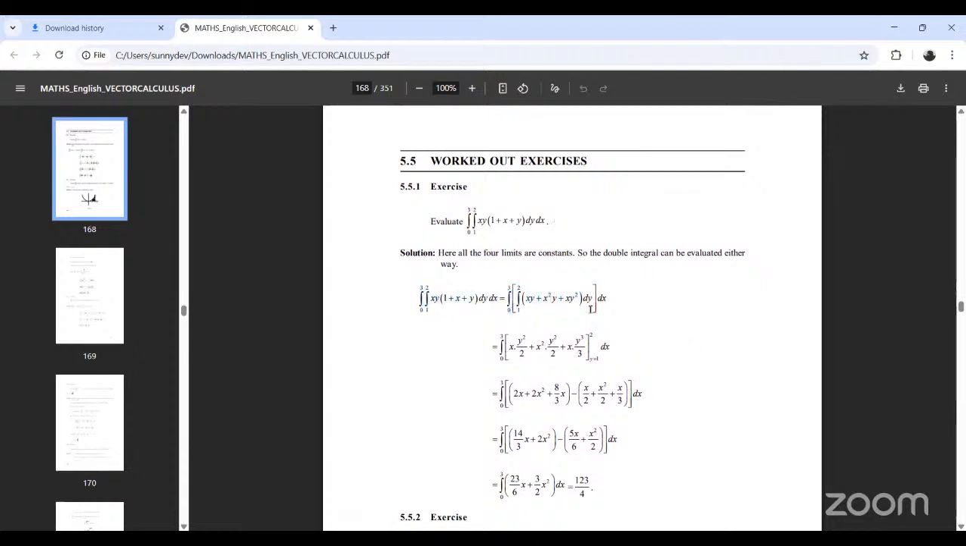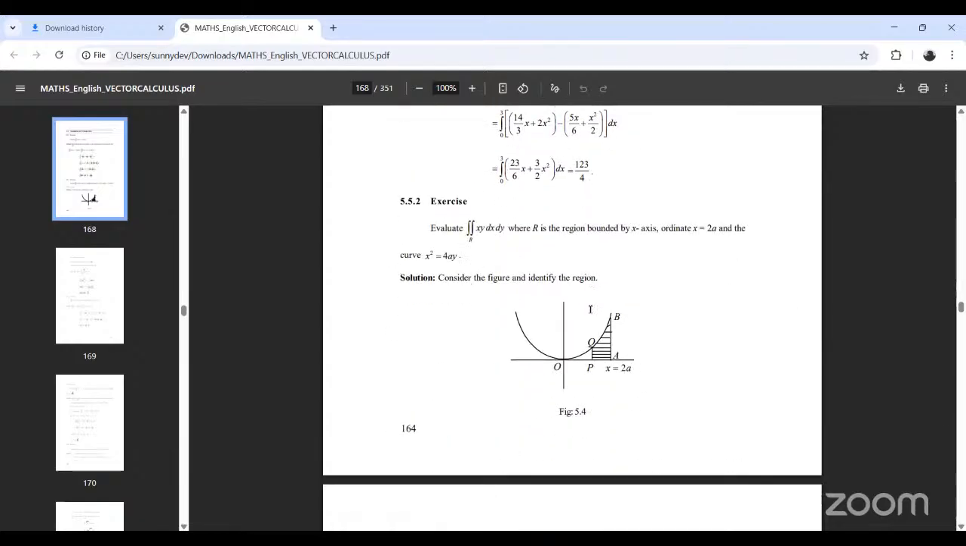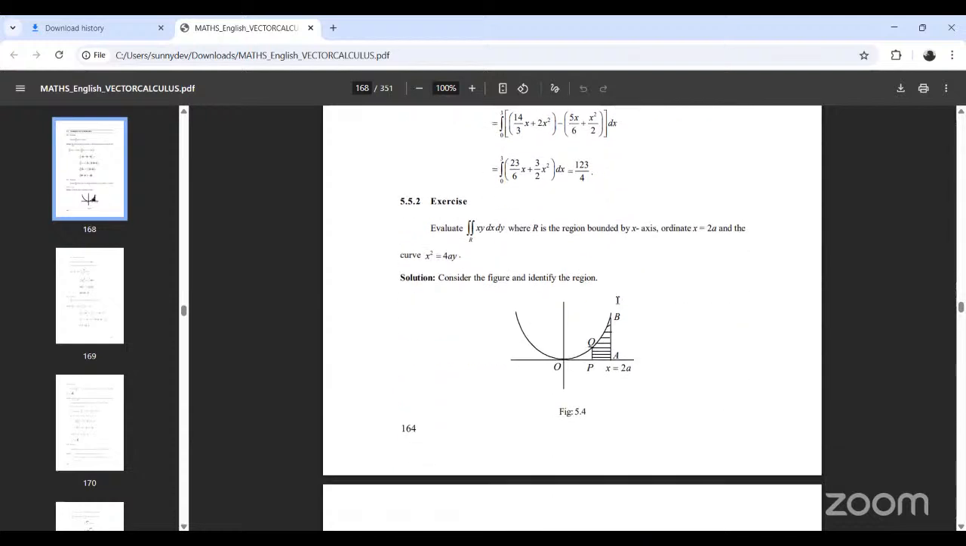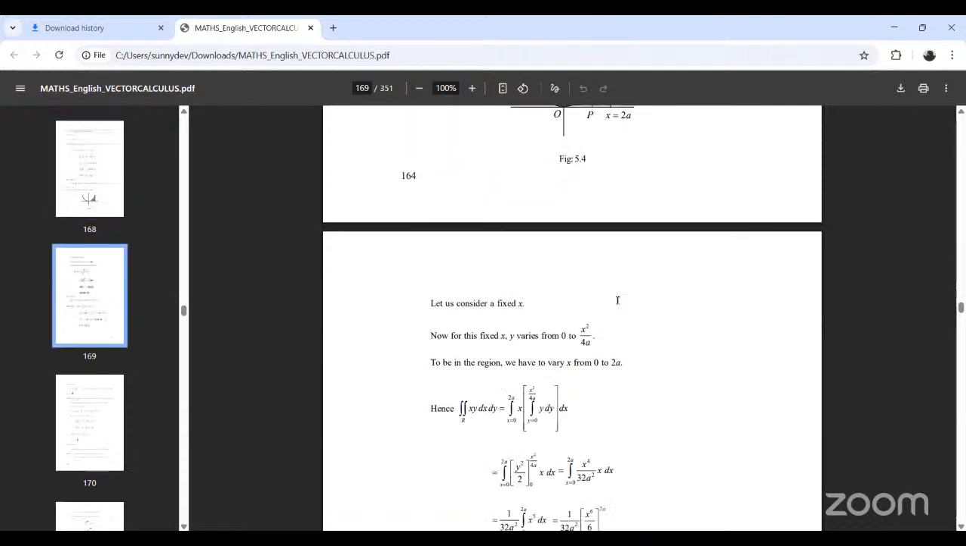So first we have to do the integration with respect to y. Okay. So after that we have to do integration with respect to x and apply the limits. And solve these problems, no?